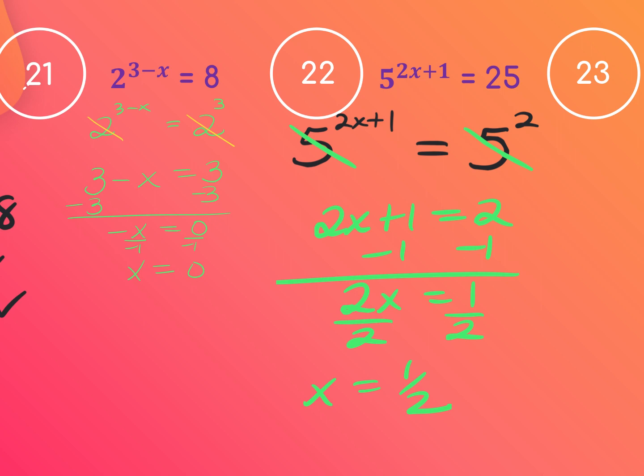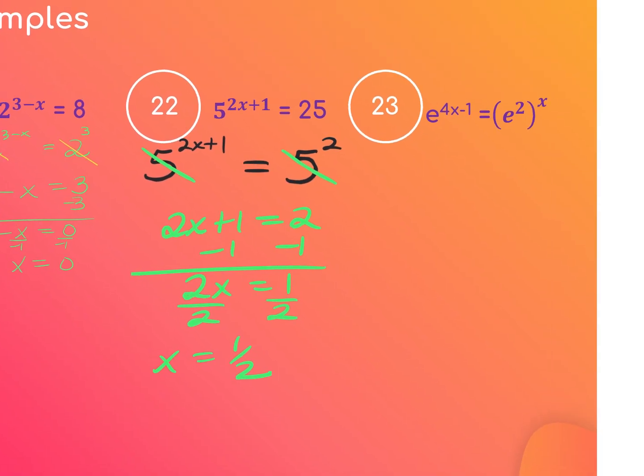Now the next one, it's got an e here. We're still not using our calculator. Remember, we're just changing the bases. It's got the same base. Just get rid of the e's. So all I do is get rid of my e's. Let me just rewrite it.